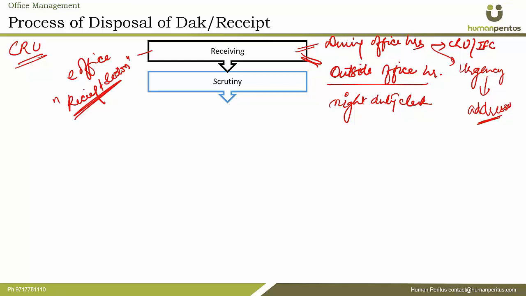The dak would be scrutinized, checked for what kind of grading it has. It may be top priority or immediate grading, as we have read in the previous slide. If it has an urgency grading, it would be dealt with first.